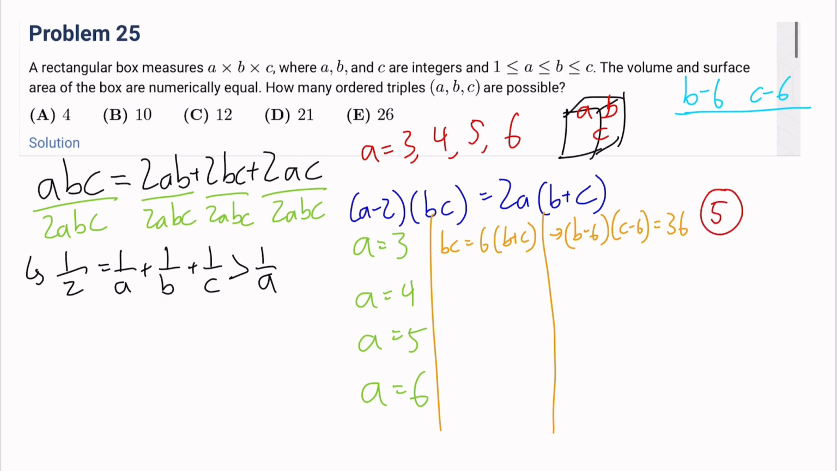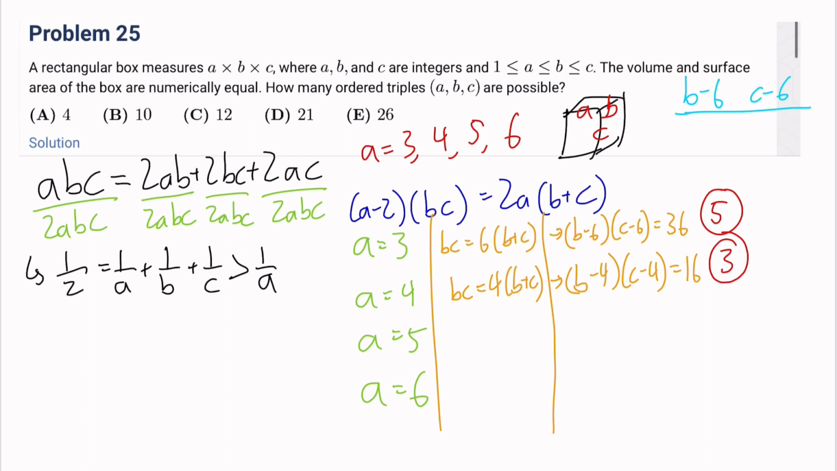Let's do it in red. And for A equals 4, we have 4 minus 2, so 2BC equals 2 times 4, so 8B plus C. If we divide by 2, that is BC equals 4B plus C. And so that gives us B minus 4 times C minus 4 equals 16, which is 4 squared. If we do the same thing, with B less than or equal to C, this can be 1 and 16, 2 and 8, or 4 and 4, and no more, because B has to be less than or equal to 6. And so this gives us 3 possible ordered triples of A, B, and C.